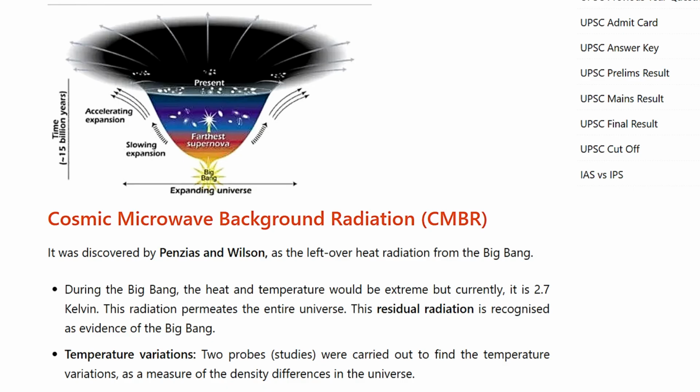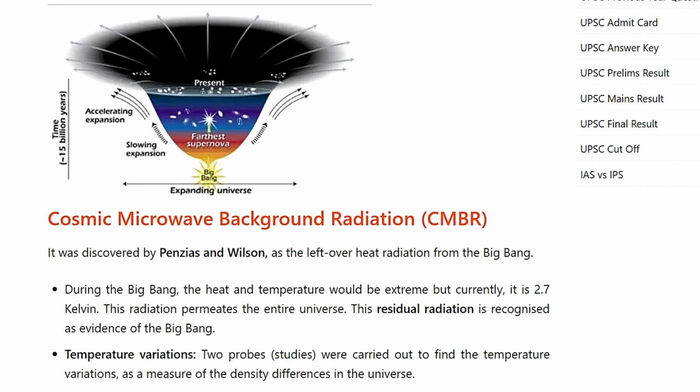Cosmic Microwave Background Radiation (CMBR). It was discovered by Penzias and Wilson as the leftover heat radiation from the Big Bang. During the Big Bang, the heat and temperature would be extreme, but currently it is 2.7 Kelvin. This radiation permeates the entire universe. This residual radiation is recognized as evidence of the Big Bang.